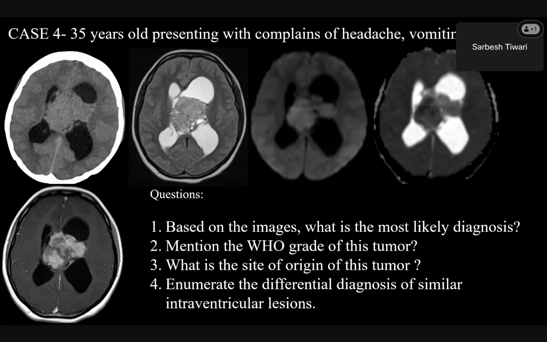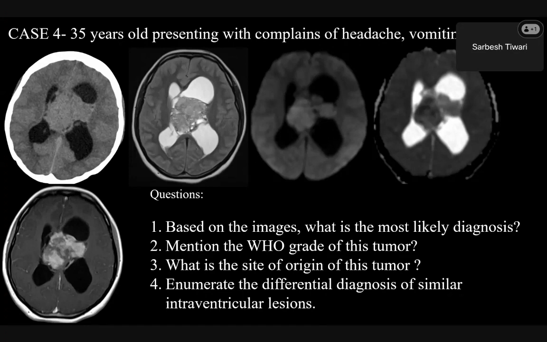Anything else? CNC, CNC is not grade 1, is it? It is grade 2 only. All right. So based on the images, this is a central neurocytoma. It is a grade 2 tumor. What is the site of origin? Where does this tumor arise from? Where does central neurocytoma arise from?